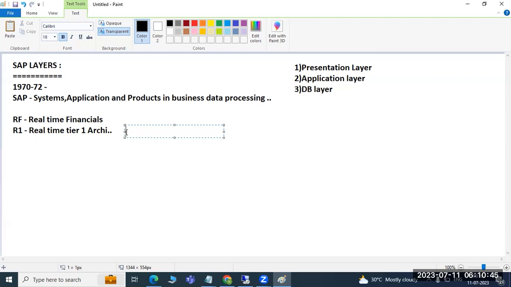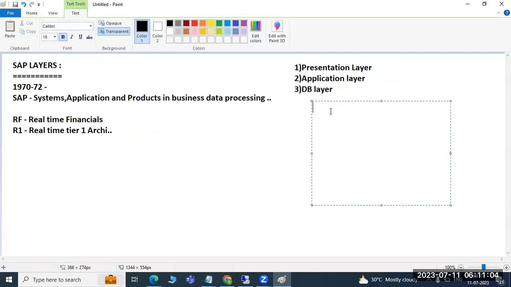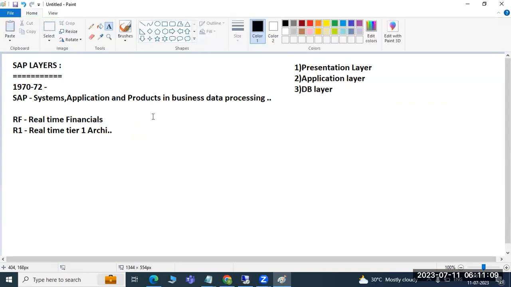One tier means all three layers are in one server. These are the three layers, presentation layer, application layer, and DB layer, all in one server. At that time, for their finance systems, having all three layers in one server was critical. If an issue happens, we are in a dilemma about finding out where the issue is, in which layer.